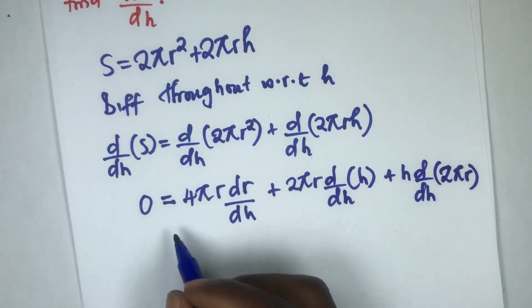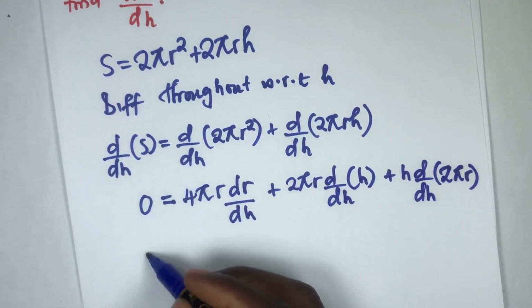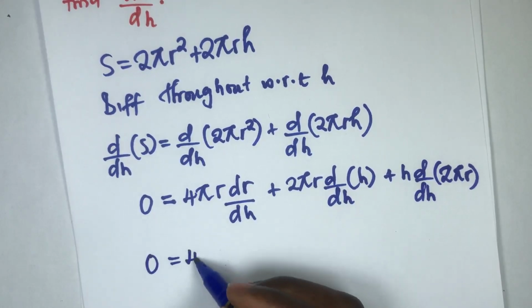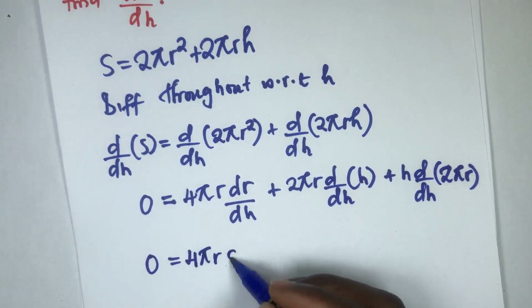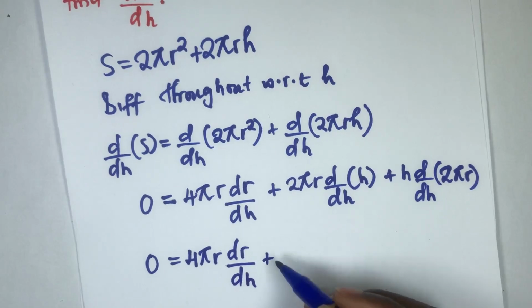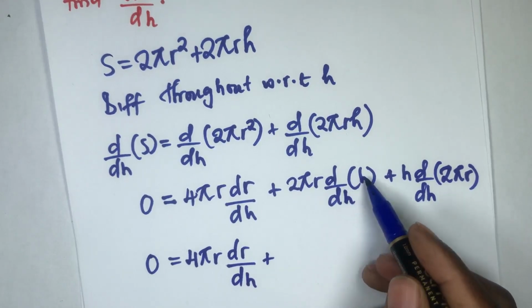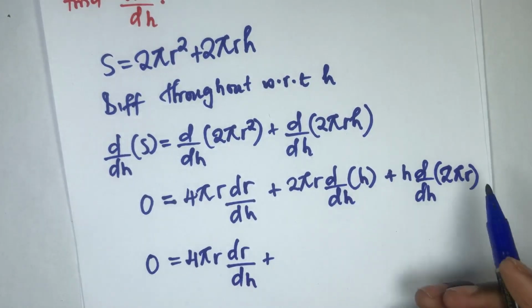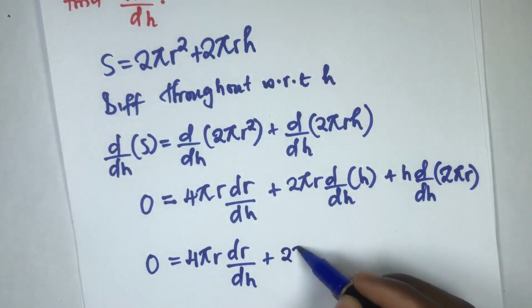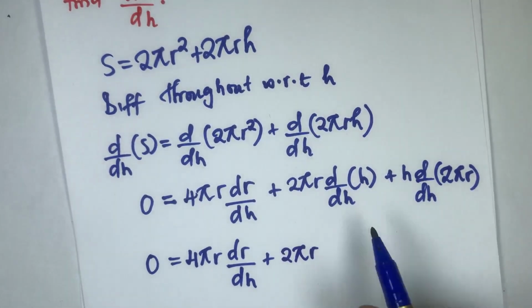So now here we're going to keep this side the way it is. 0 is equal to 4 pi r dr dh, plus when you differentiate this here, this is h, we're differentiating h with respect to h, we're just going to get 1 there. So we just have 2 pi r like this for this term.